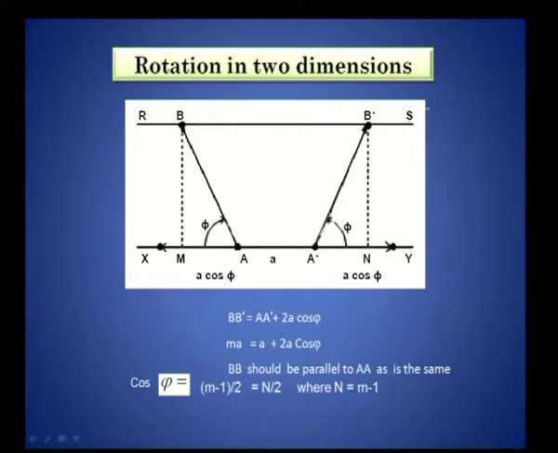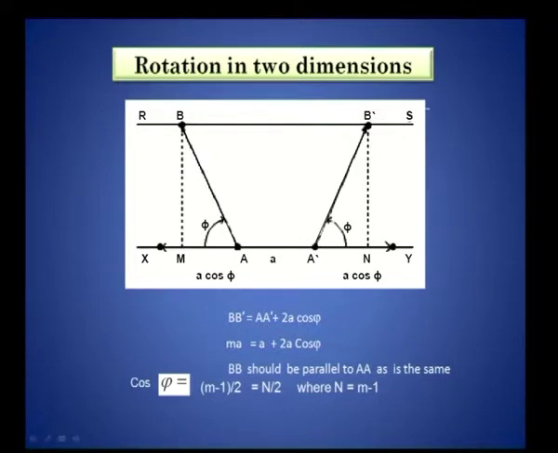So, A prime is A, B B prime is again a line lattice, B is a lattice point, B prime is another lattice point. Obviously, B B prime should be an integral multiple of A. In a 2-dimensional lattice, B B prime or RS and XY are parallel. So, naturally, B B prime should be an integral multiple of A, there will be no confusion about it.